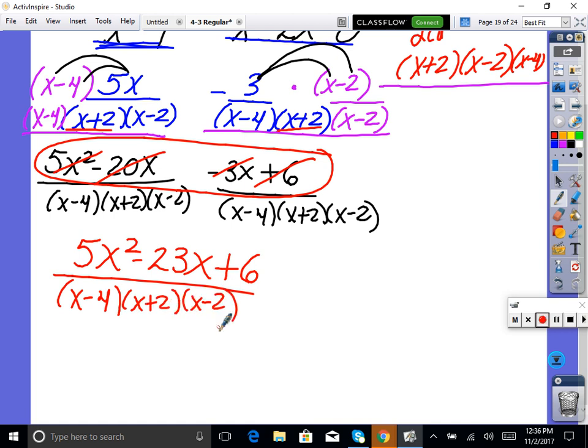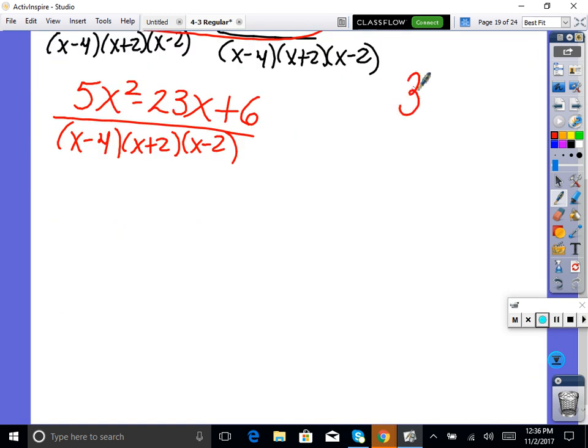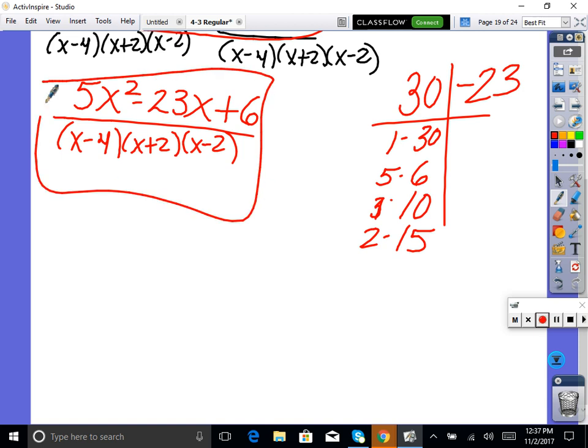Now you'd say, does that simplify? Well, let's see if the top factors. What multiplies to be 30, a times c, and adds up to be negative 23? Oh yeah, 15 and 2, you're right, you're listing them out. We are listing them out. 3 times 10. Any others? No. So do you see how none of them factor? We're good. Kind of glad it doesn't, because then we don't have to simplify.